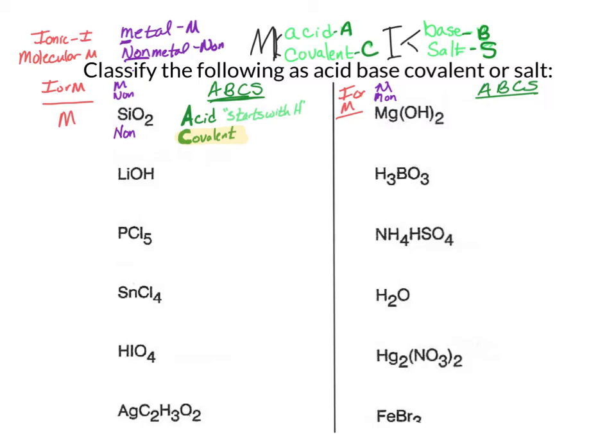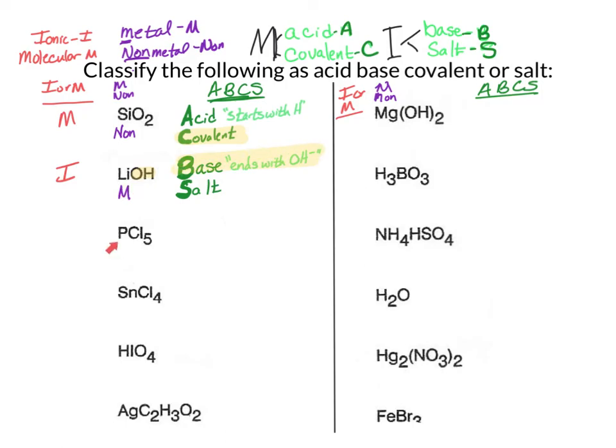The second one, we have lithium hydroxide. Lithium is a metal. That tells us we have an ionic compound. Then we look to see if it's ionic, it has the choice of base or salt. If it's a base, it needs to end with hydroxide. This does end with hydroxide, so we have a base.